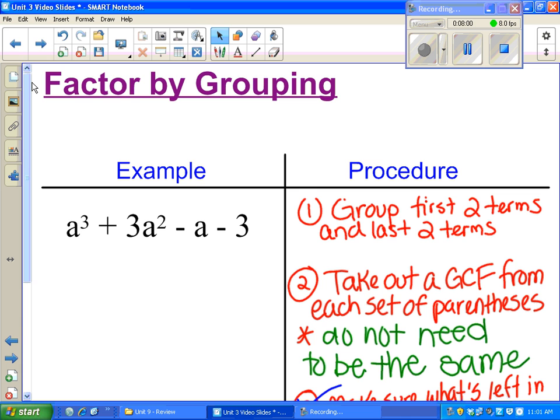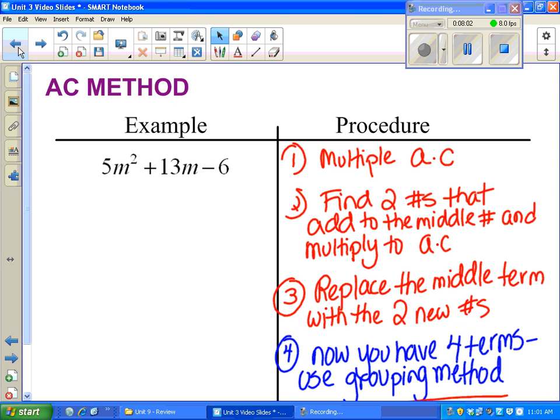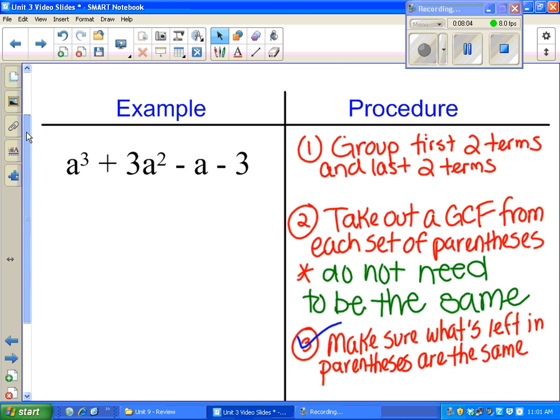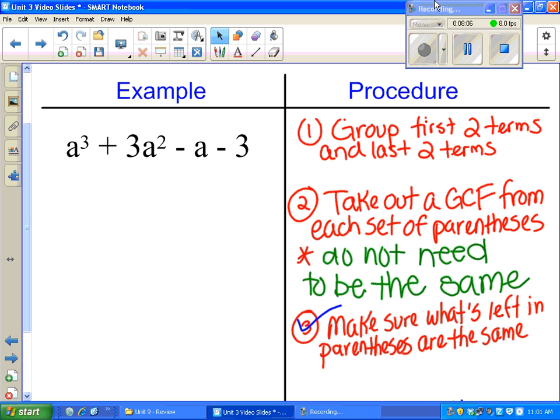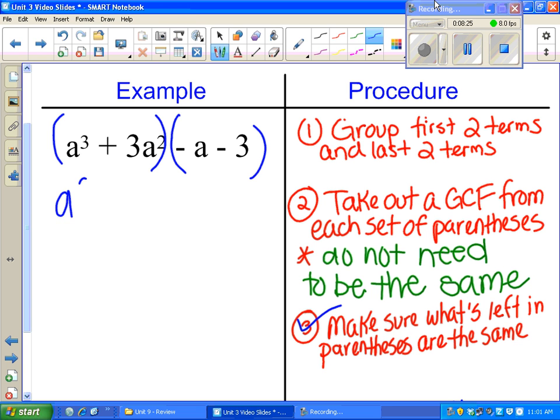Another couple methods we did were factoring by grouping and the AC method. We did quite a lot of review on this during the in-class review, but it doesn't hurt just to go through one quickly. Steps are right here. They're also in your quick reviews. You always group the first two terms and the last two terms. So I'm going to group these two, group these two. It says take out a GCF from each set. They don't have to be the same. So what's the GCF in the first set of parentheses? It looks like it would be a squared. The GCF in the second set of parentheses may be a negative 1.